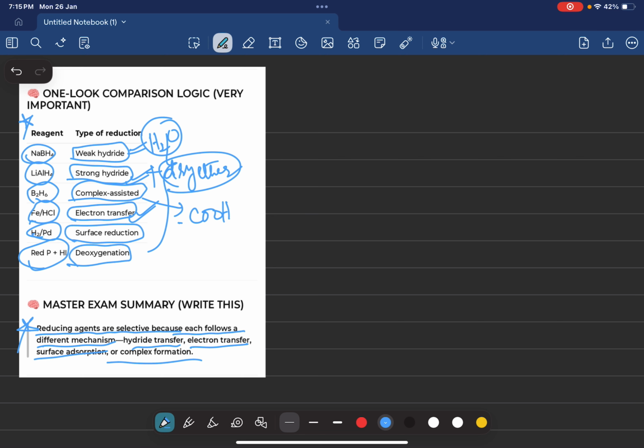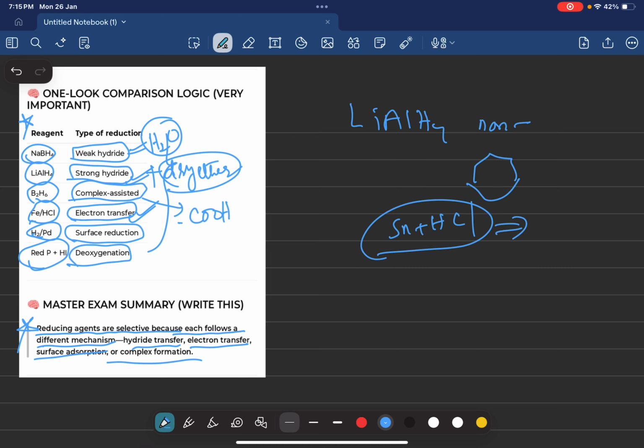Now I am going to add a few more related questions, like LiAlH4 cannot reduce non-polar alkenes, but it can reduce benzylic or allylic ones. Why is Sn plus HCl a better reducing agent? There are many standard questions asked in exams. Those things will continue.